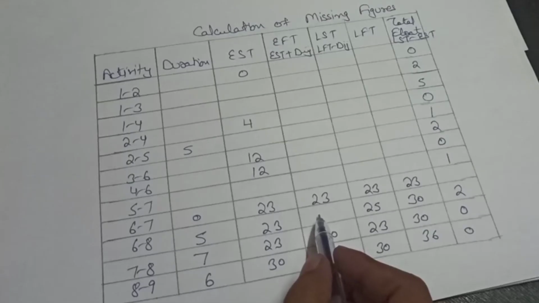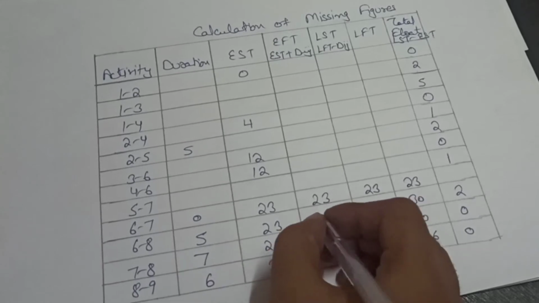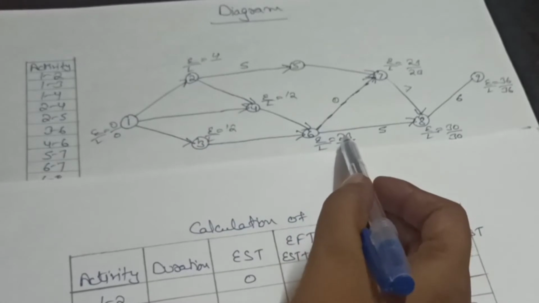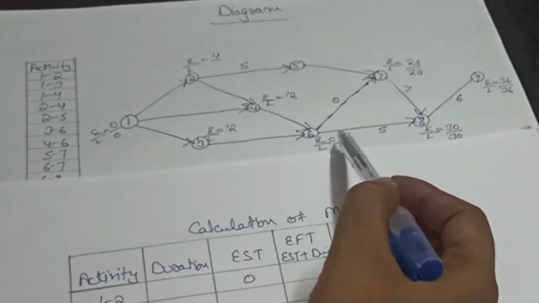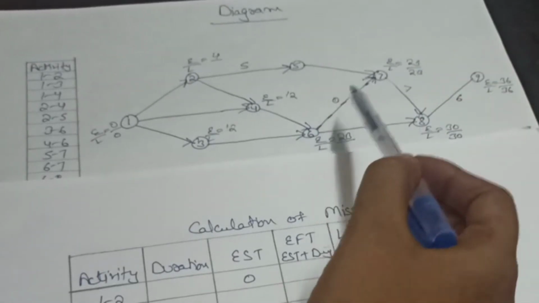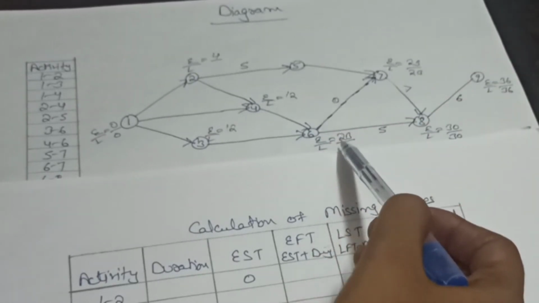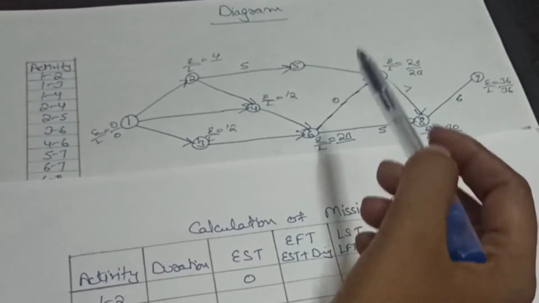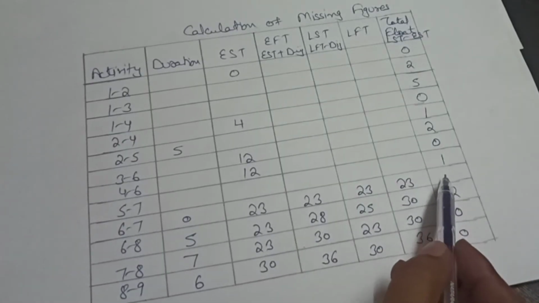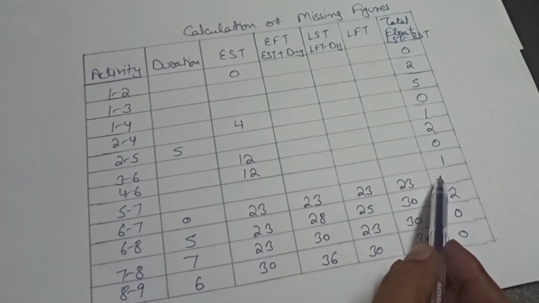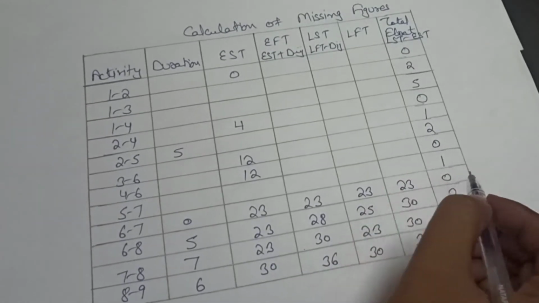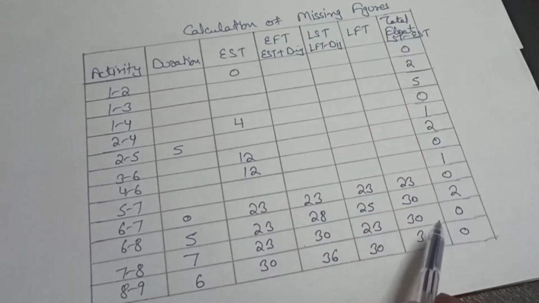So now we will calculate this column. 23 plus 5 is equal to 28. So we will write here the L value. Our L value will be the minimum of these two activities, 6 to 8 and 6 to 7. As you can see, 23 minus 0 is equal to 23, and 30 minus 5 is equal to 25. So we will write here 23. Now we will calculate this column as LST minus EST. So 23 minus 23 is equal to 0. So this column has been completed.